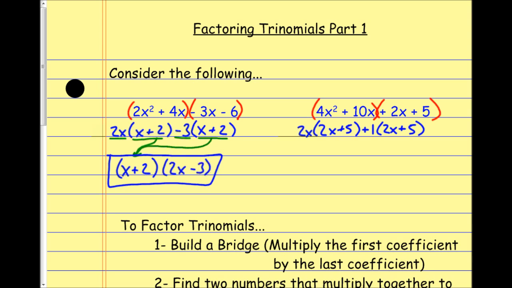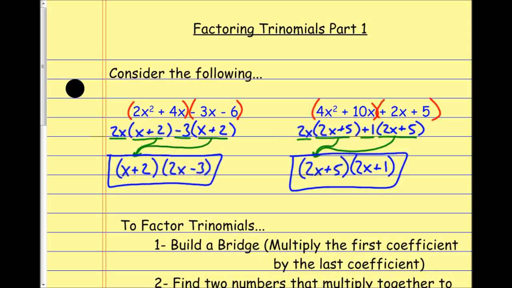But now I can see the common polynomial of 2x plus 5. I rewrite that in one location. So I have my 2x plus 5 as one of my factors. My other factor then is what I'm left with, the 2x and the plus 1, with a 2x plus 1. And now that one's factored completely.